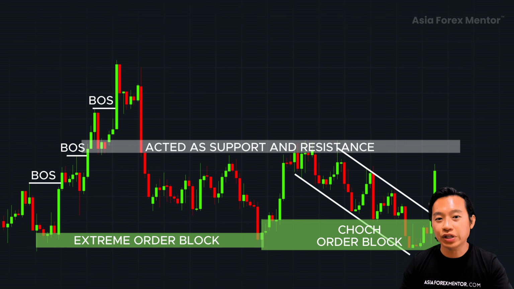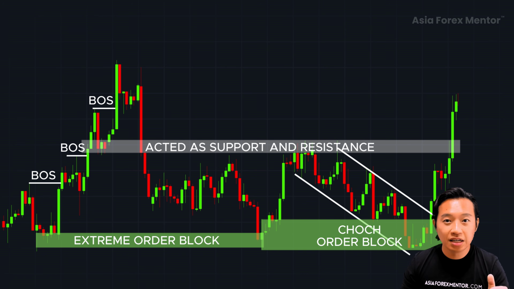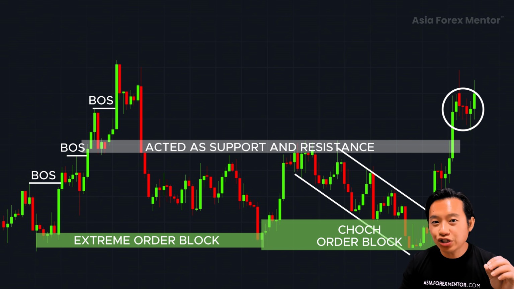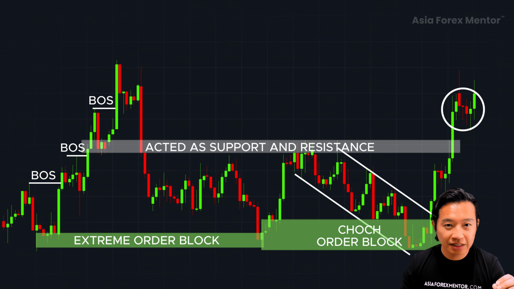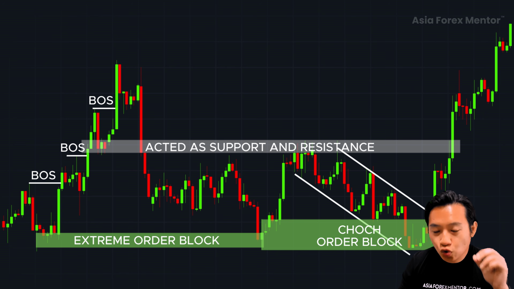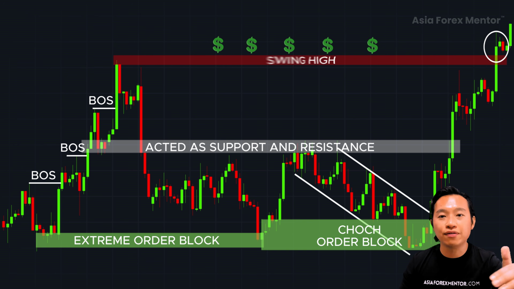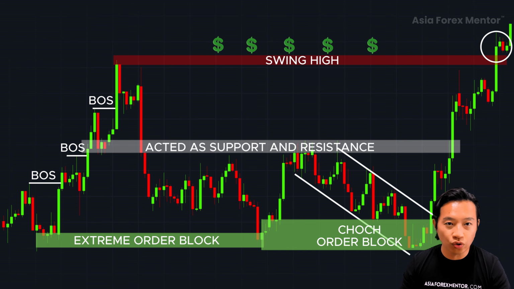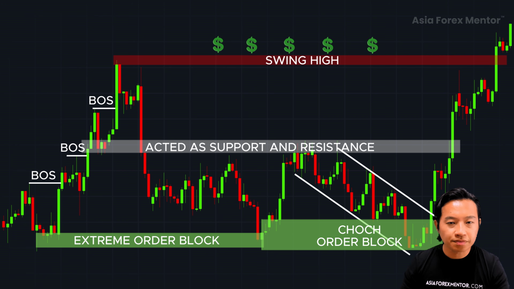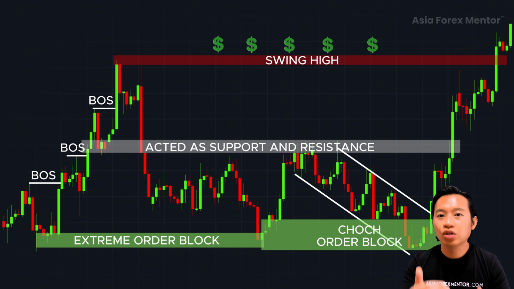After which, price continued to move upwards, sweeping the liquidity above this zone itself. After showing a tiny retracement, price pushed further to the upside, sweeping the liquidity above the swing high zone. Okay, so now you get the concept. I'm going to show you how to effectively use liquidity zones to set up trades in the market.